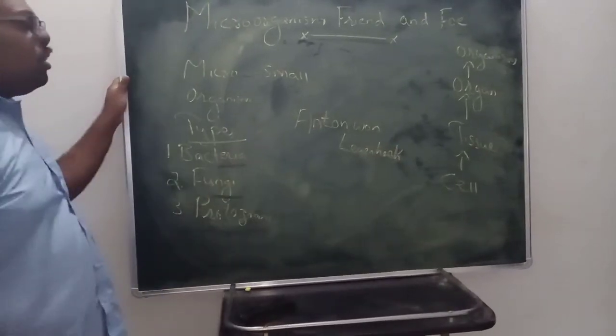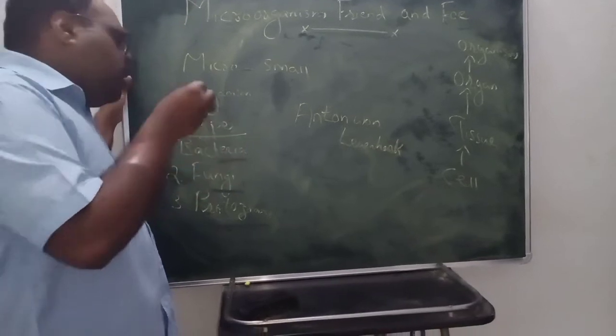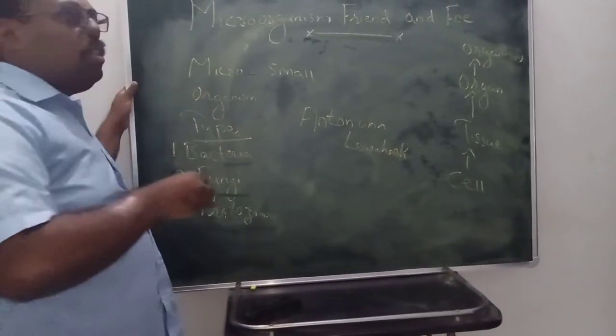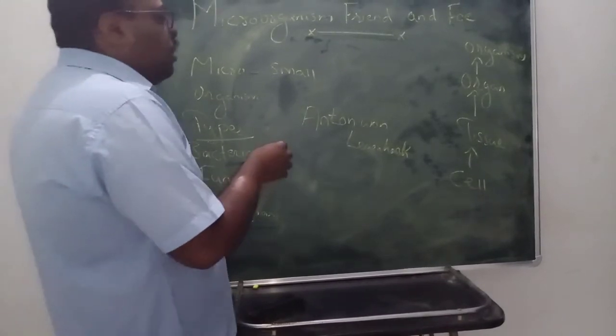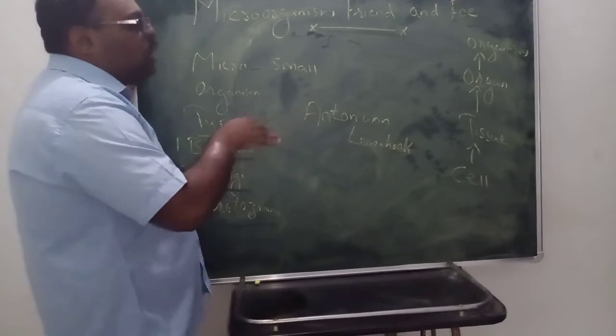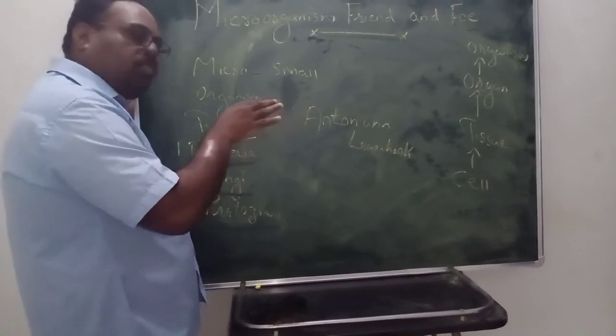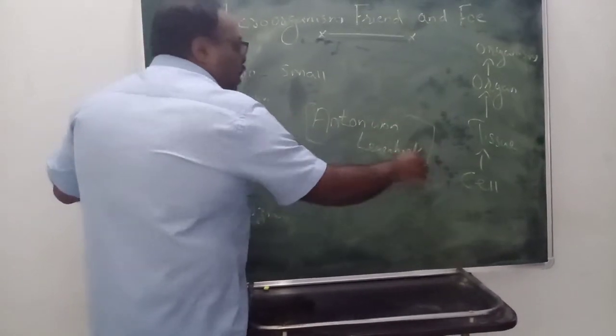Anton van Leeuwenhoek is the first person to see a living cell under the microscope. But he was not confirmed with that. There are a lot of stories and histories behind that, and I am not entering into those things. He was not confirmed with that.